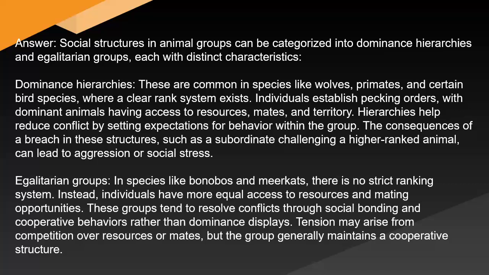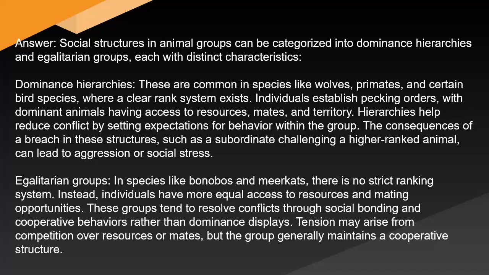Dominance hierarchies. These are common in species like wolves, primates, and certain bird species where a clear rank system exists. Individuals establish pecking orders with dominant animals having access to resources, mates, and territory. Hierarchies help reduce conflict by setting expectations for behavior within the group. The consequences of a breach in these structures, such as a subordinate challenging a higher ranked animal, can lead to aggression or social stress.